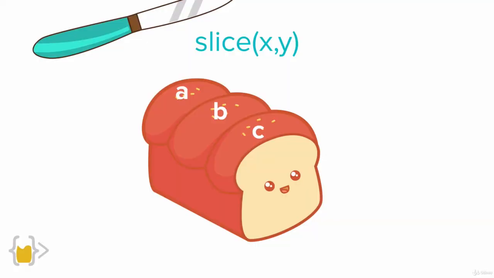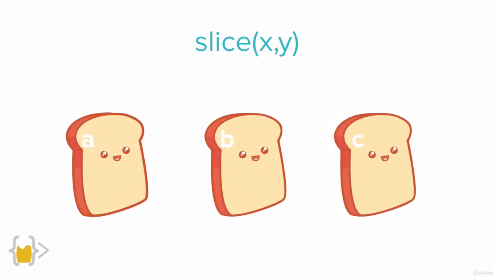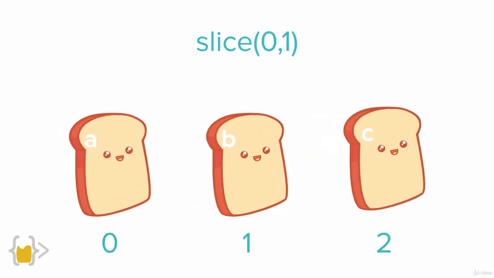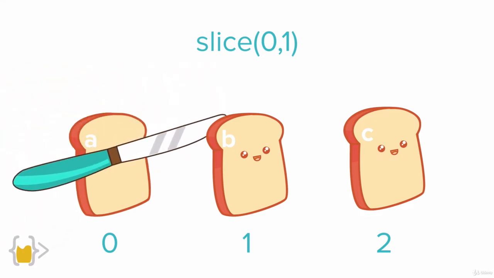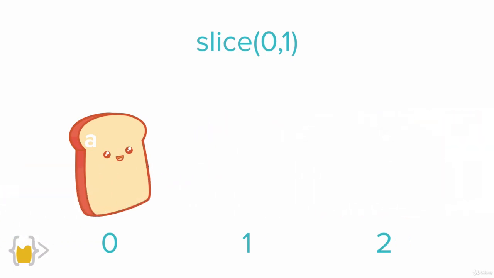So let's say that we have a string, ABC, and we use the slice function on it. Then it allows us to separate the string into separate characters. But more importantly, we can pick and choose which slices we would like out of this original string. So for example, if you write 0, 1, then you end up slicing at position 0 and then slicing at position 1. So you end up with the first character of the string, which in this case is A.